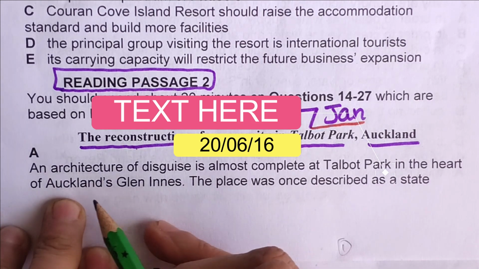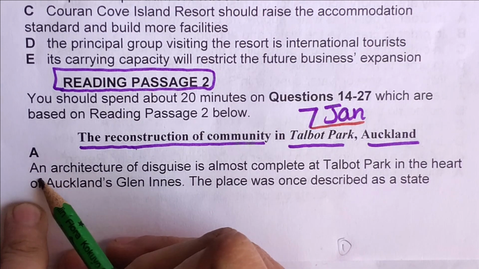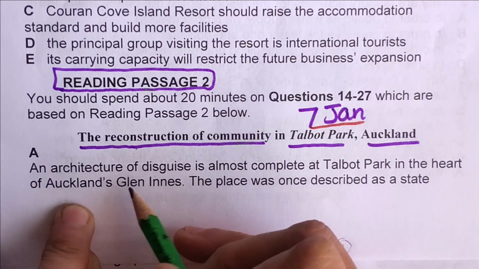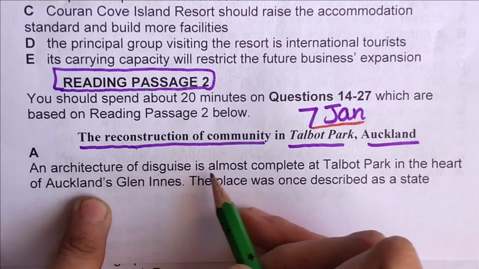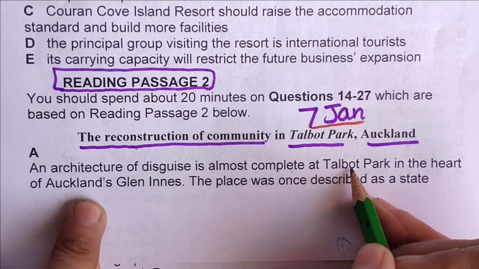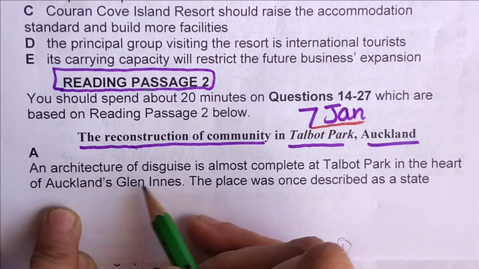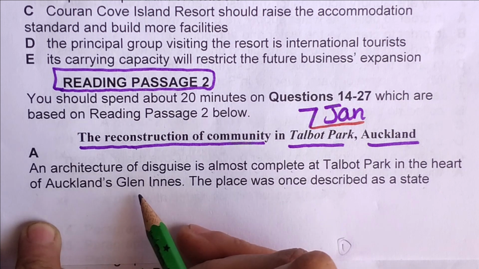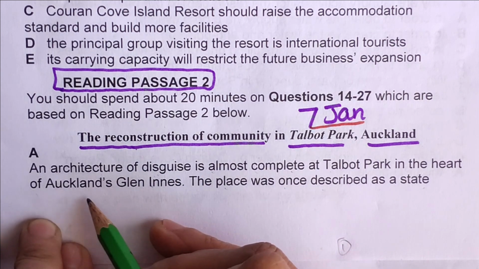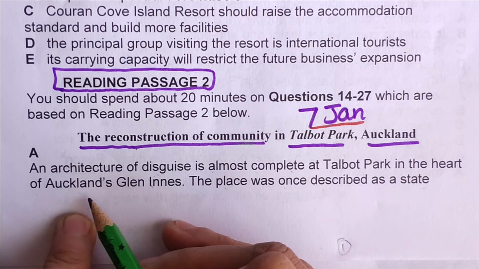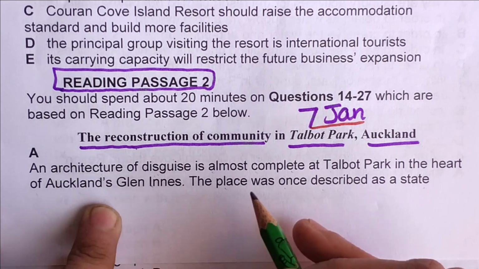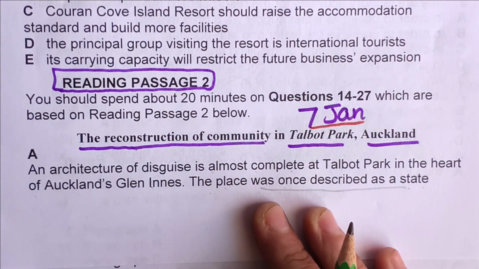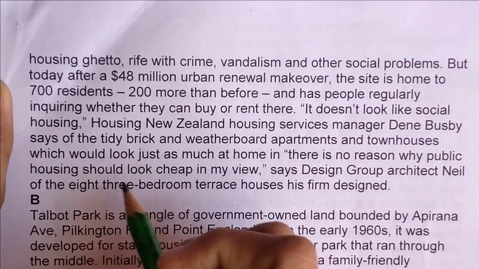Okay, so the first paragraph, A, is starting from here, an architecture of disguise. So I am going to explain everything, how to find the answer and all. An architecture of disguise is almost complete at this Talbot, in the heart of this. The place was once described. Whenever you are doing a reading passage, don't try to pronounce these unwanted things properly, because we are finding answers. The place was once described as a state. Okay, now this is the continuity of the paragraph.